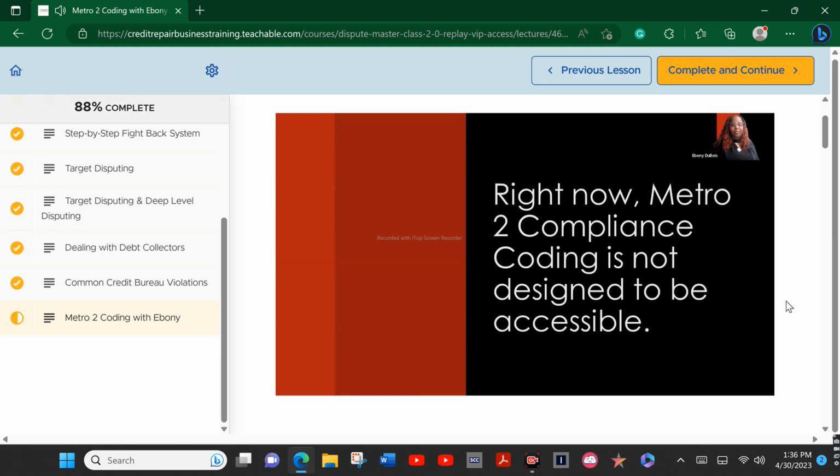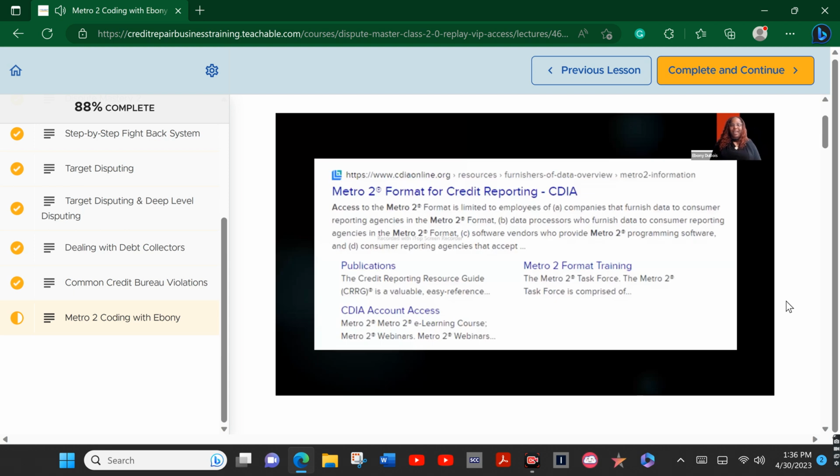All right, so right now, Metro 2 compliance coding is not designed to be accessible. It's not designed for everybody to see it. That's not how the Metro 2 coding system is set up. So a lot of people feel like if it's the standard, why can't the general public have access to it? And they can't. Access to the Metro 2 format is limited to employees of companies that furnish data to consumer reporting agencies in the Metro 2 format, data processors who furnish data to consumer reporting agencies in the Metro 2 format, software vendors who provide Metro 2 programming software, and consumer reporting agencies that accept it. That's it. It is not designed for the average consumer, which is why it's really hard to get a company to adhere to that standard, okay?